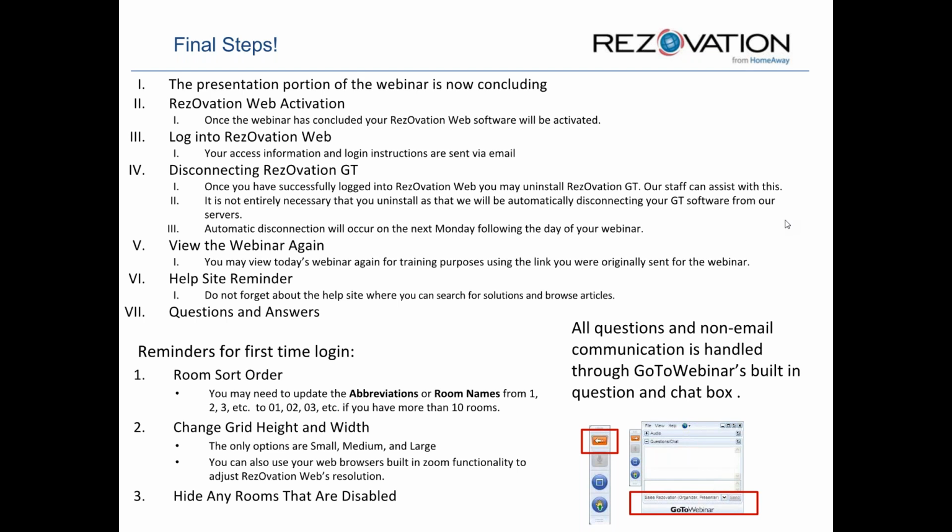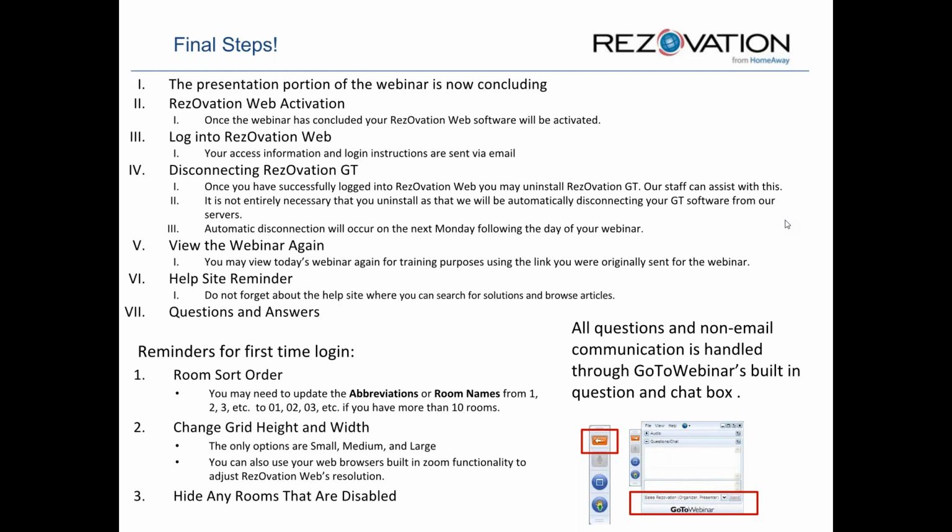As far as discontinuing use of Reservation GT, once you're comfortable with Reservation Web and you know that you just don't need GT anymore, you can uninstall it on your own. If you need help, you can call us. We'll assist you with the uninstallation of Reservation GT. But it's not entirely necessary, because we do have a plan to automatically disconnect your GT software from our servers. The second Monday following your webinar date, we will be disabling that connection between your GT software and our servers. So for this group, it's November 27th. That's a Monday, and I will be coming in that morning. I will then run a tool that will sever that connection between our servers and GT.